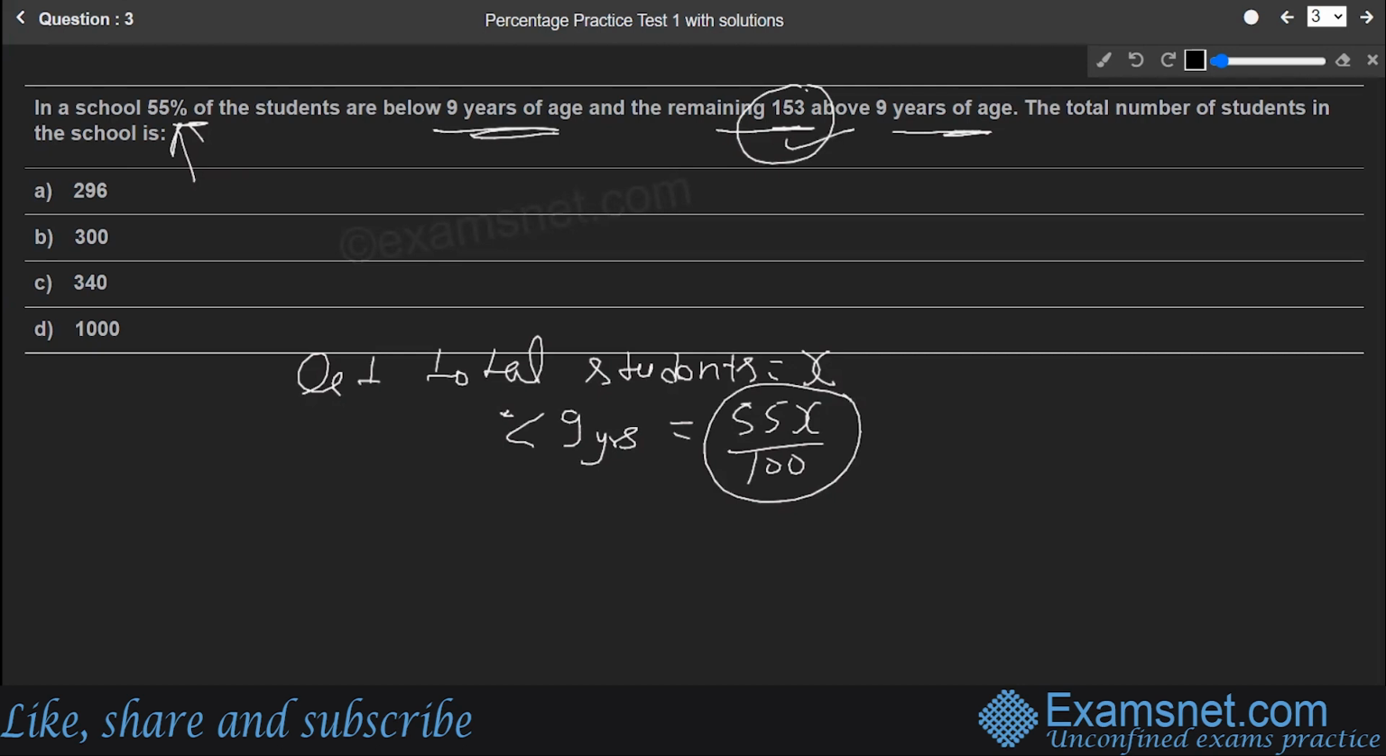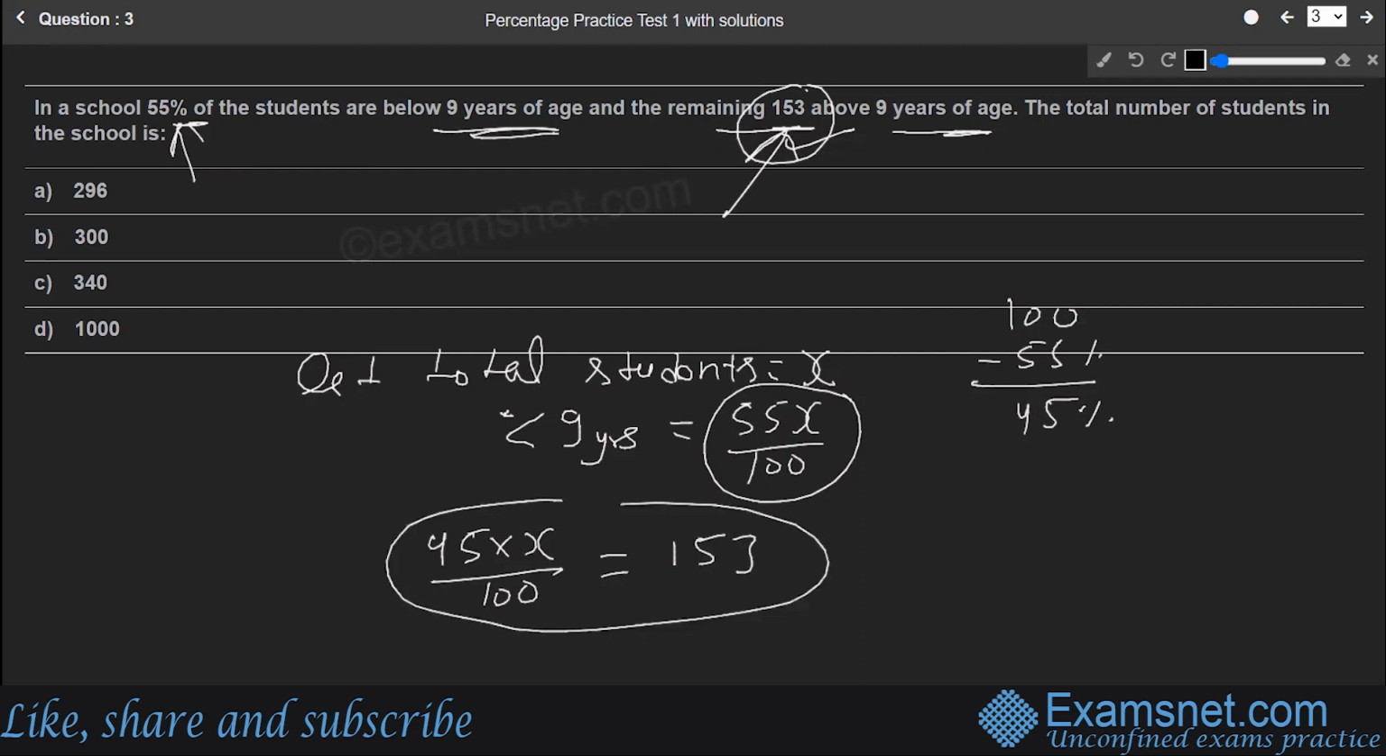The remaining 153 are above 9 years of age. How many will be remaining? If 55% is removed from 100%, how much percent is left out? Only 45% is left out. So that means the remaining are 45% of the total students. So we can clearly write 45% of the total students are the remaining ones, and their number is given to be 153. So we can make it equal to 153. This is the expression we need to solve for the value of x.